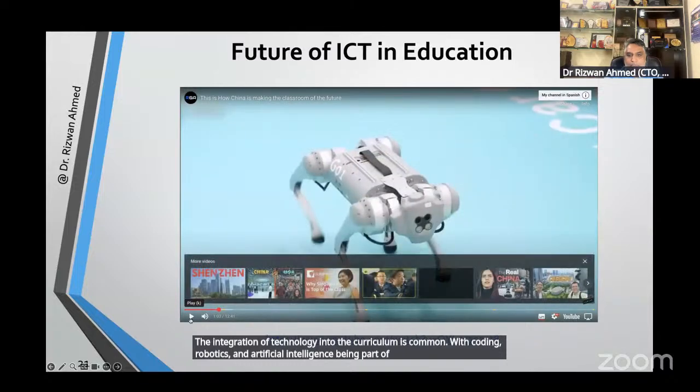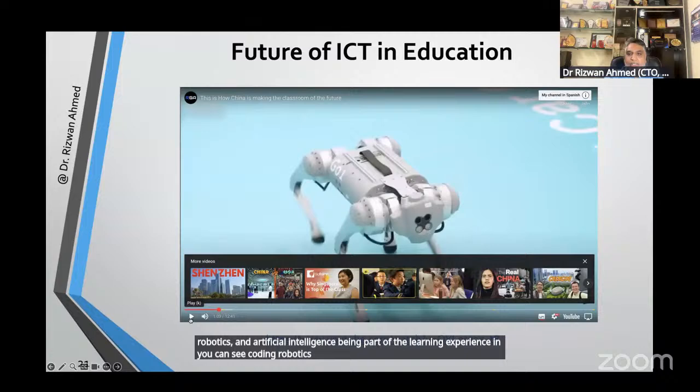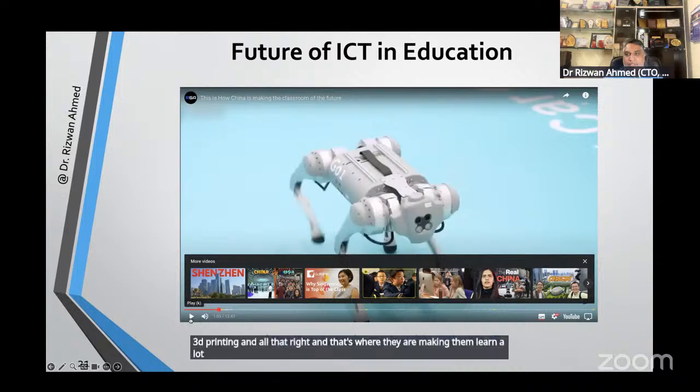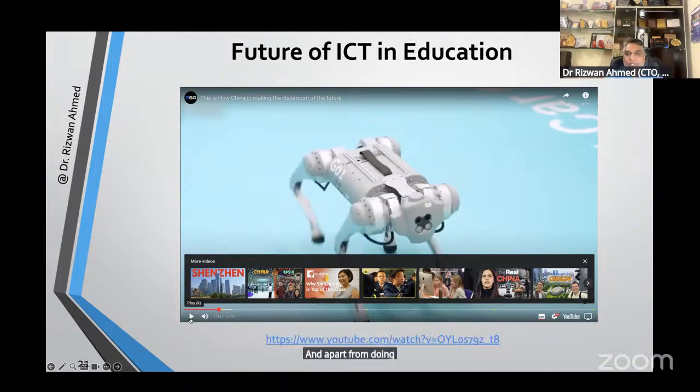You can see coding, robotics, AI. All that is immersive. And more importantly, they have facilities like 3D printing, and that's where they are making them learn a lot of these things. They're not just doing it theoretically. They have proper labs in place using which students are able to innovate most of these things. And apart from doing the innovation, they're able to commercialize some of these things as well.